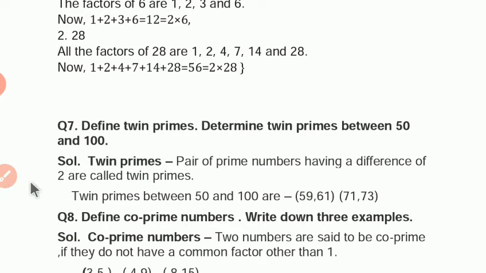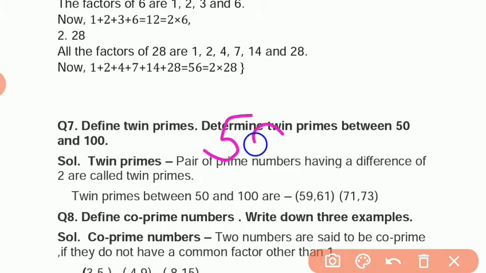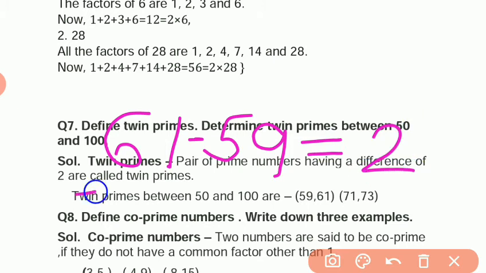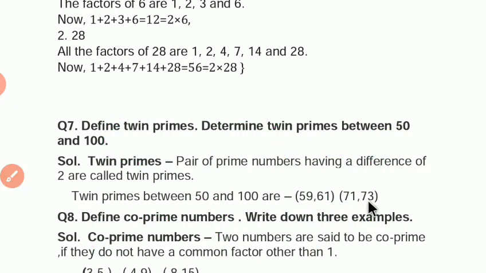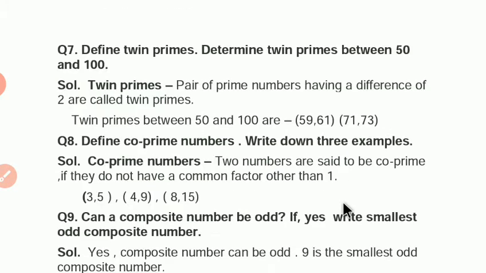So we can see between 50 and 100: 59 and 61. Difference means minus. So 61 minus 59 is 2. Same, 73 minus 71. We got the answer as 2. It means the pairs 59, 61 and 71, 73 are the pairs of prime numbers having a difference of 2. It means these are twin primes. Twin means 2 only. So you can remember that twin primes means the pair of prime numbers having a difference of 2 between them.